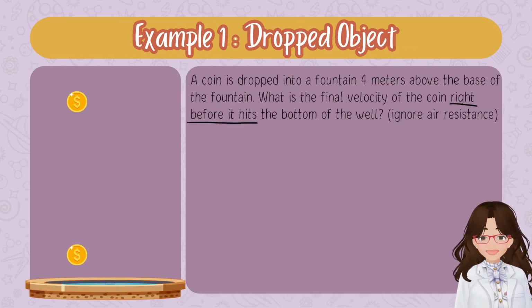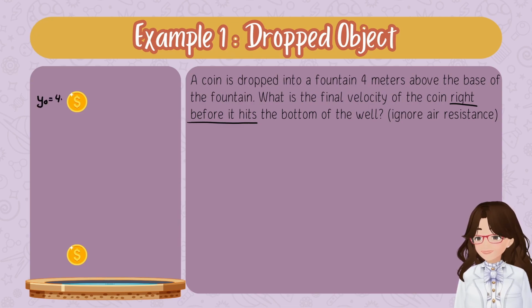Let's go ahead and try an example together. First, let's look at a dropped object example. A coin is dropped from a fountain 4 meters above the base of the fountain. Okay, so first thing I want to do is go ahead and label my position. So our initial position is 4 meters, and our final position is approximately 0, right? It's about 0.